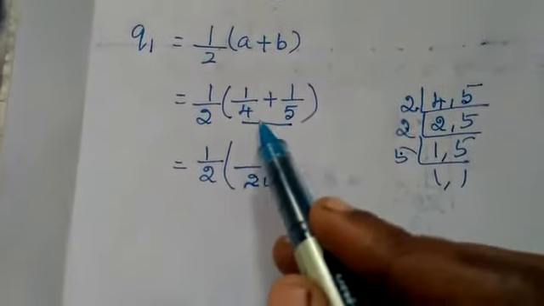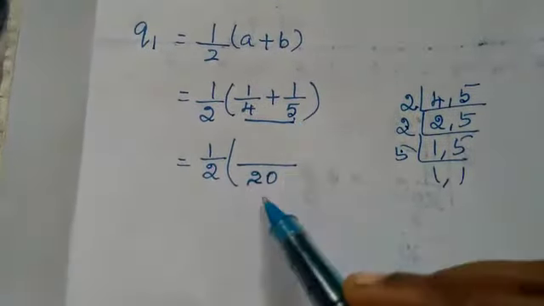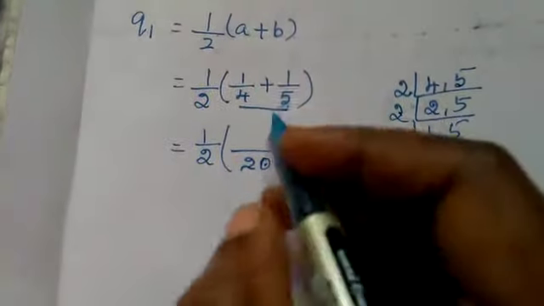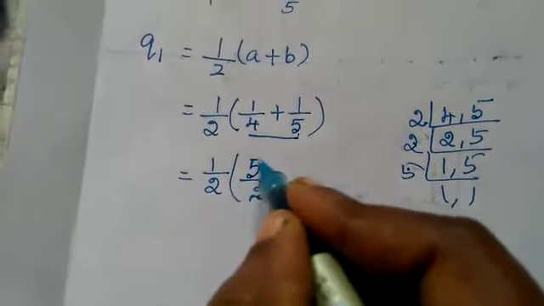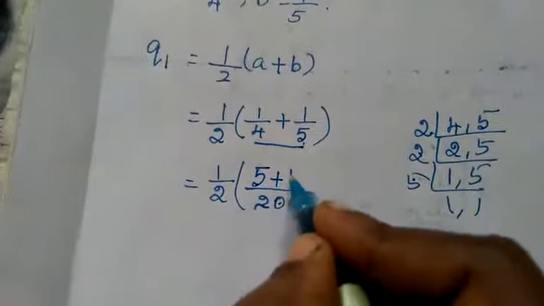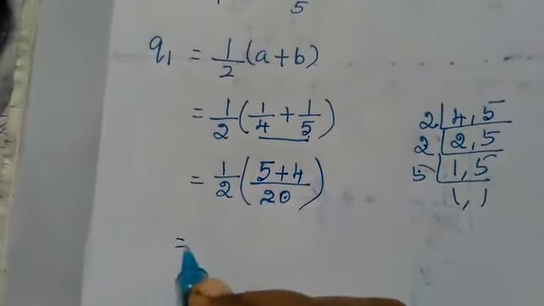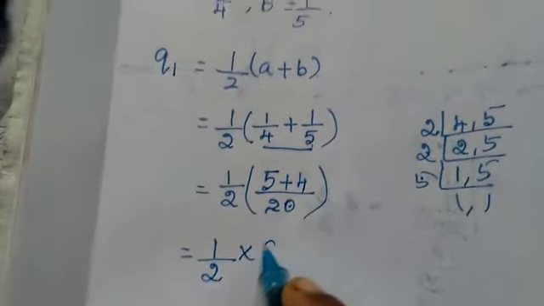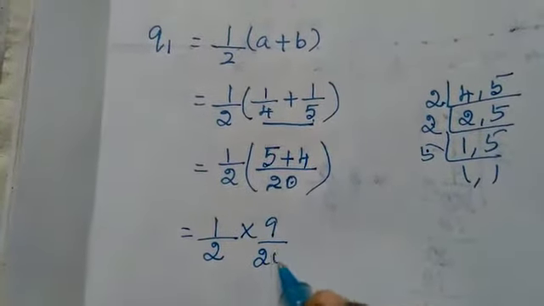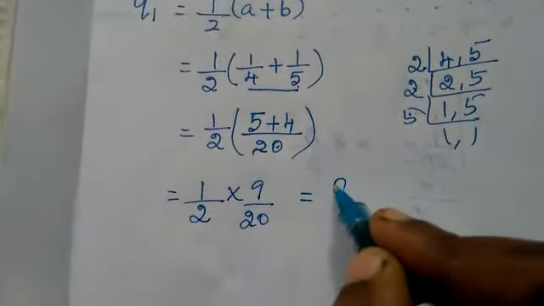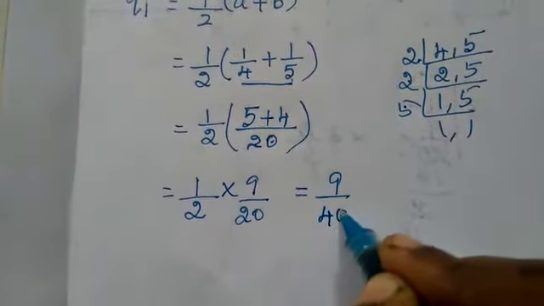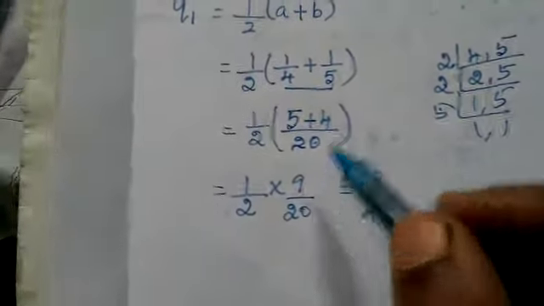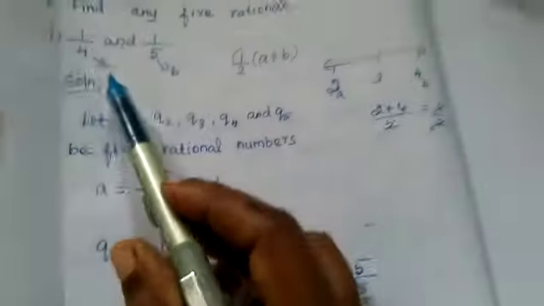There is no common divisor, so we multiply the denominators and cross multiply. 1 fives are 5, 1 fours are 4, 5 plus 4. Now 1 by 2 into, first change to 5 plus 4, 9 by 20. Now 1 nine is 9, 9 by 40. This is the first rational number. It lies between 1 by 4 and 1 by 5. Okay, it lies between them.